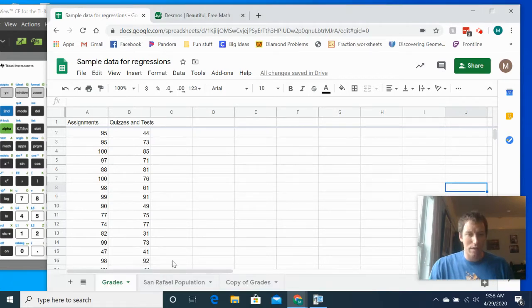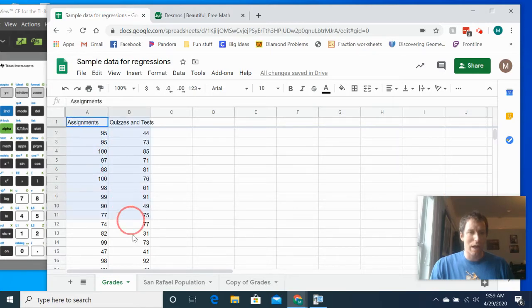Here we have the data saved in a Google spreadsheet. You can see my first example data. We've played around with this before. This is statistics students' assignment grade versus their quiz and test grade from the fall semester, all randomized so you don't know who is who. So let's go ahead and graph this.